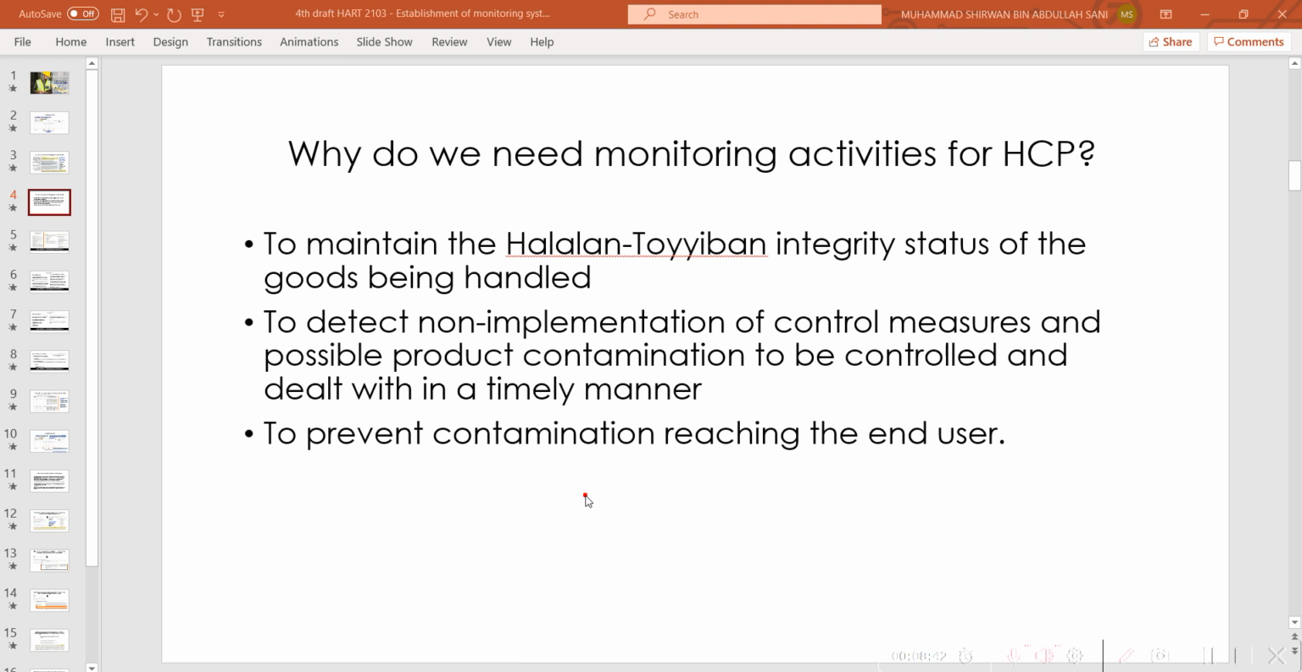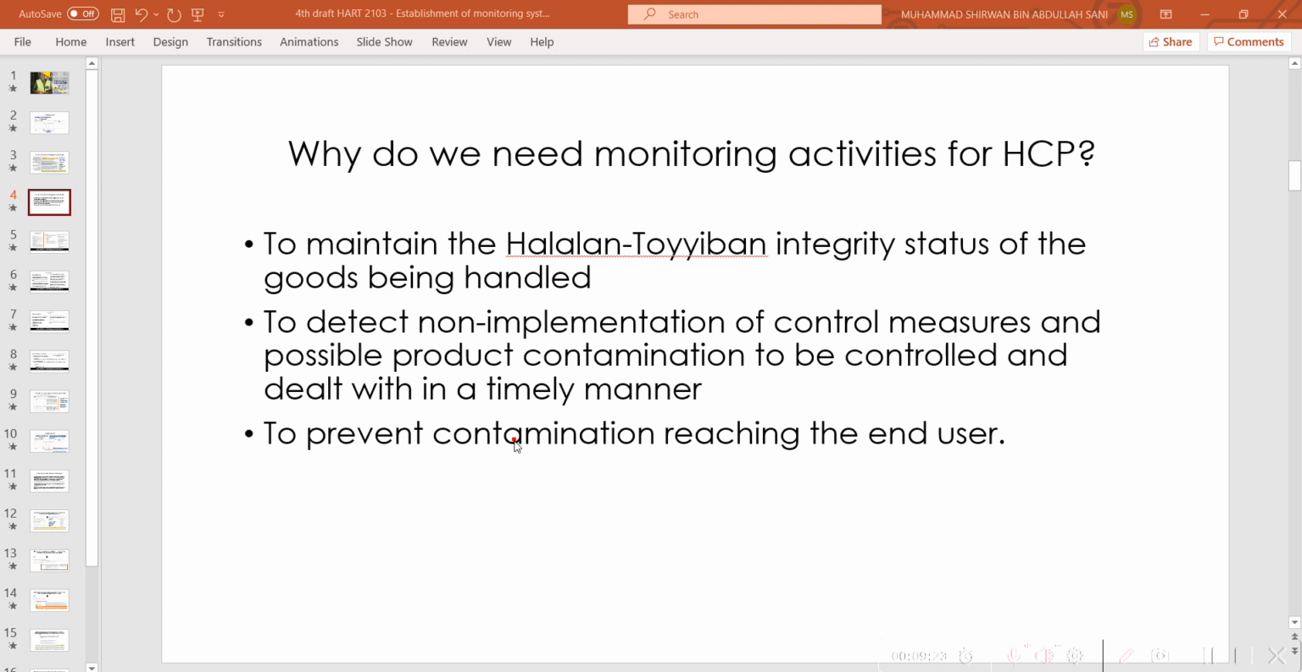So from here, I can anticipate, or we can predict that actually the chiller is broken or something is wrong with the chiller. So in this case, I can simply make a corrective action or control measures by telling my supervisors to relocate those products in the chiller to another chiller which is in good condition. So this is the reason why we carry out the monitoring activities, where we can detect non-implementation of control measures, or we can detect potential product contamination because of the control limit being surpassed, right?